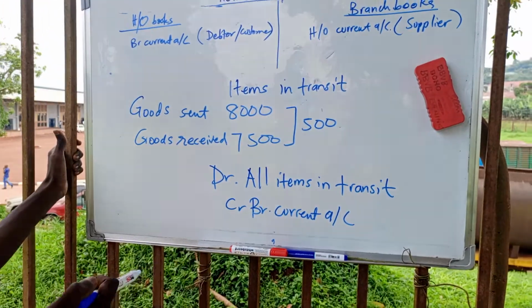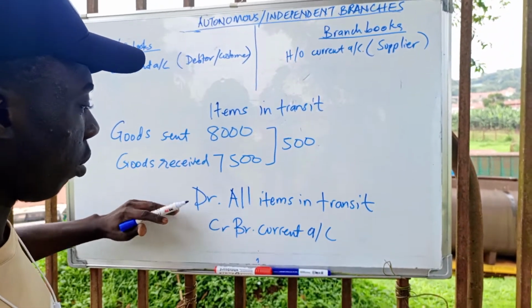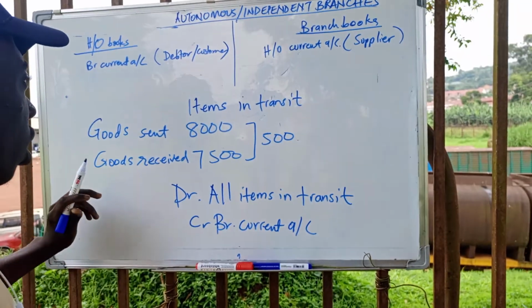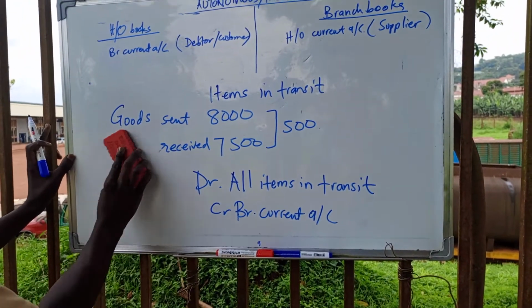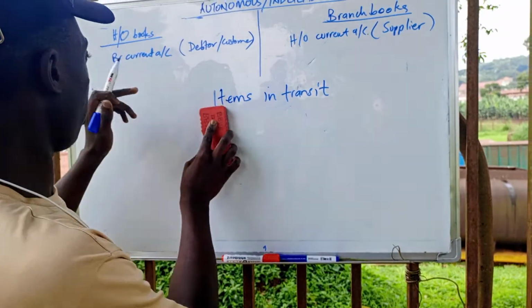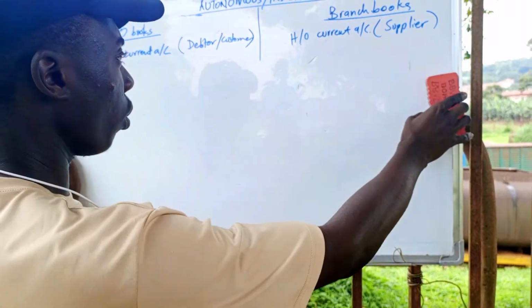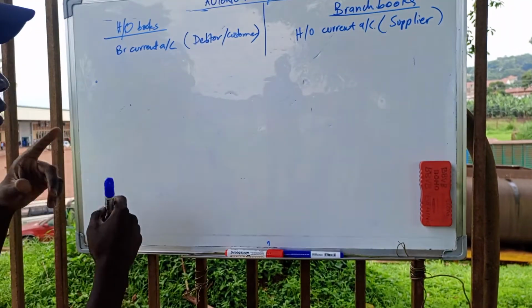It can be returns in transit. That's the common double entry we pass. For items in transit, take them as assets. We debit all items in transit, then we credit the branch current account. So you are going to see that items in transit are the main reason why the branch current account and the head office current account may not be reconciling, because those two accounts are maintained for purposes of reconciliation.